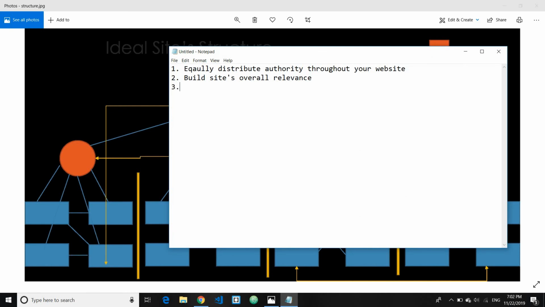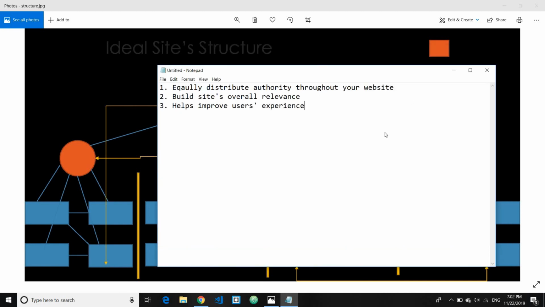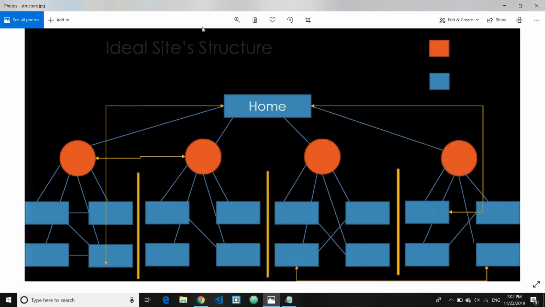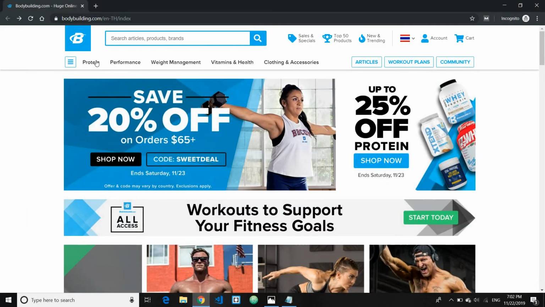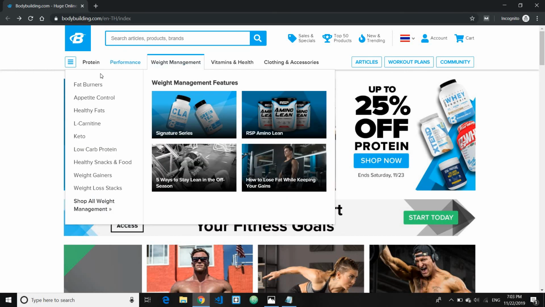And thirdly, it also helps improve user experience, because by organizing your website in such a way, it makes everything seem very logical. So users can easily navigate through your website. As you can see here, if suppose I want to look for, let's say, weight management, then I can have a look and see it further broken down. It looks clean and very logical.